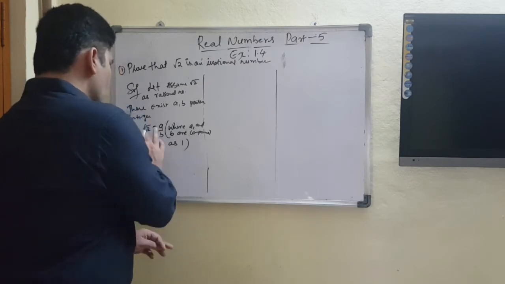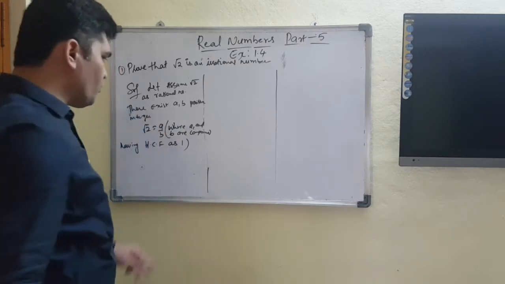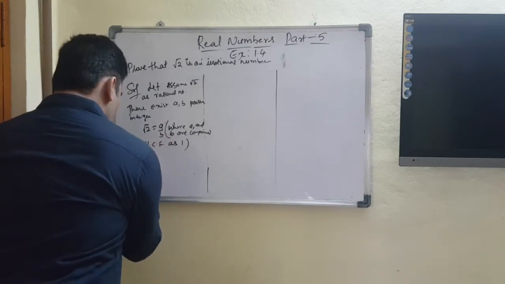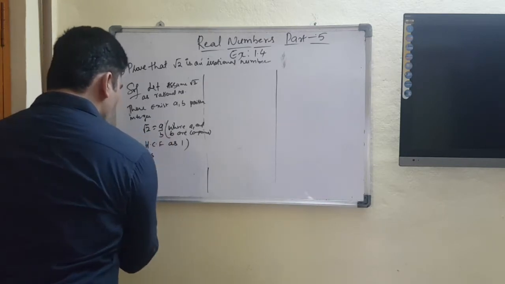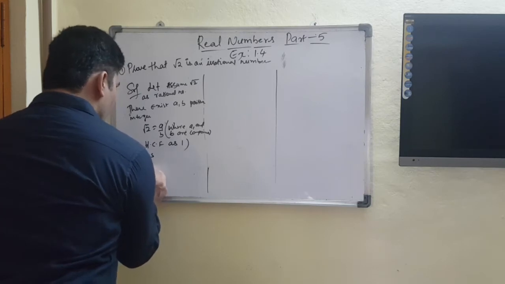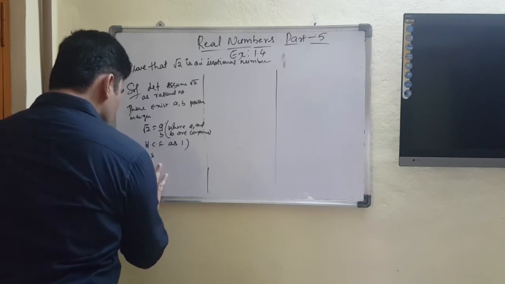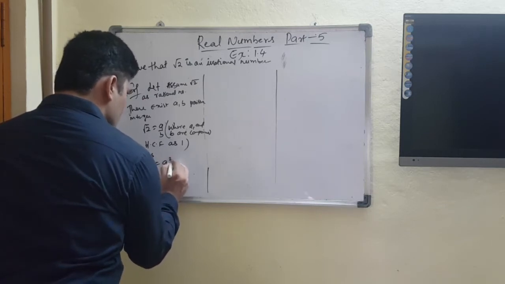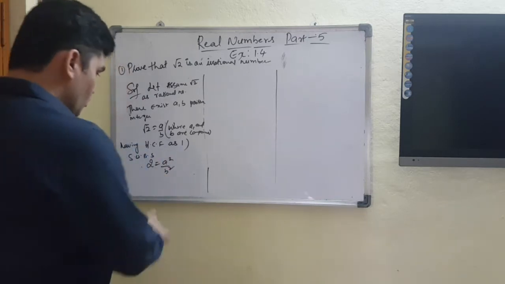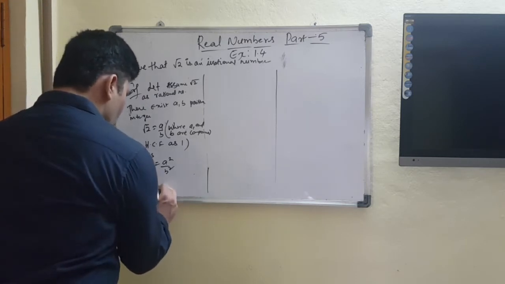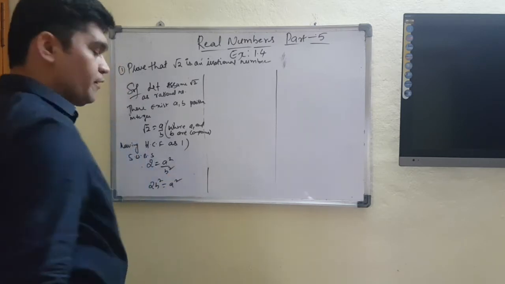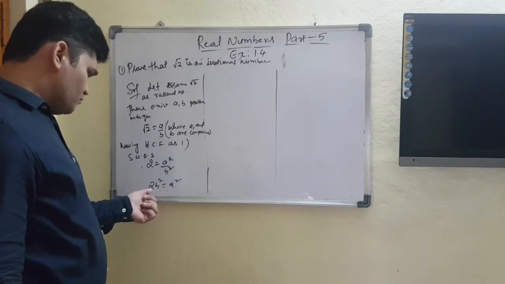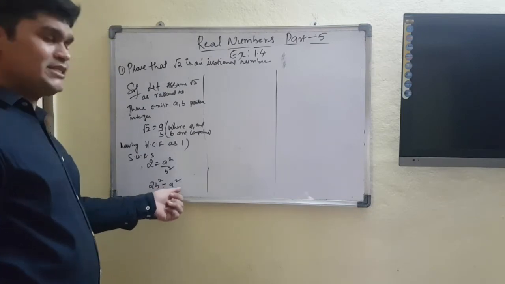I have taken root 2 equal to a by b, right? For this, I am going to square on both sides. If I do squaring on both sides, what will it be? First consider this one. It will be 2 equal to a square by b square. Push this one here, it will be 2b square equal to a square, right?